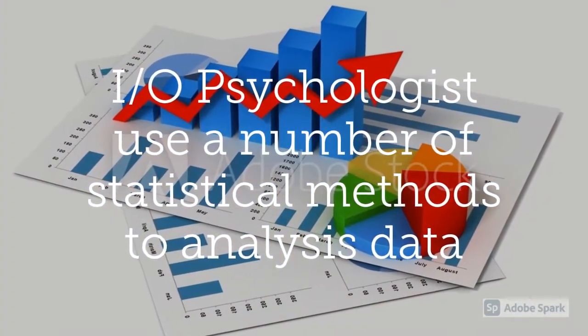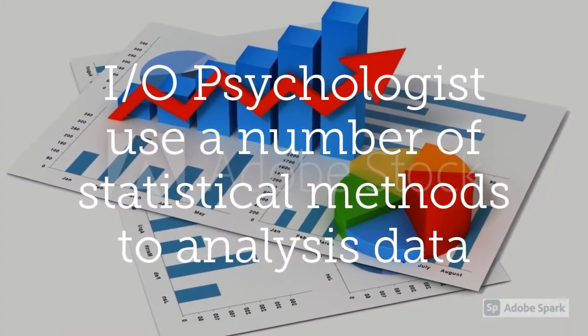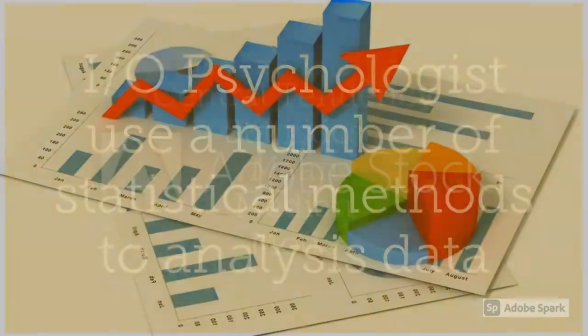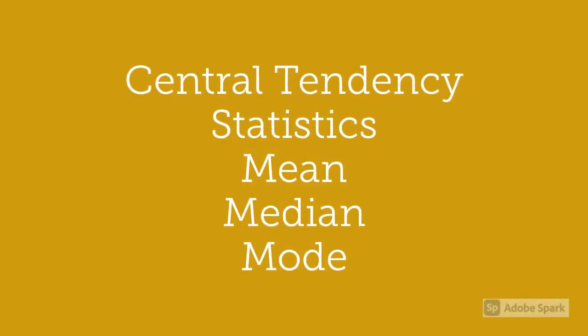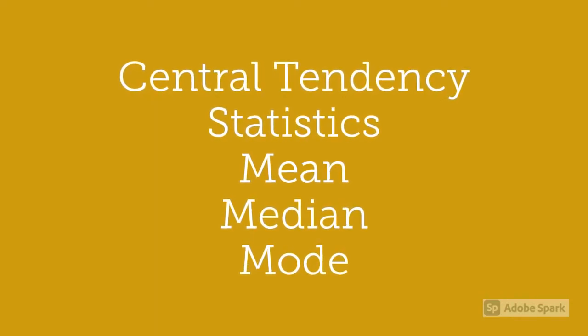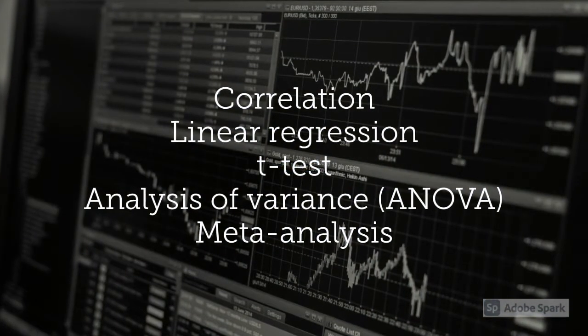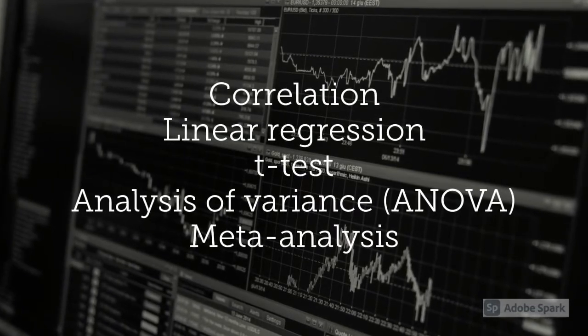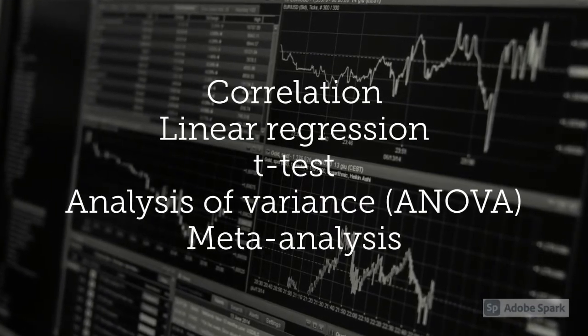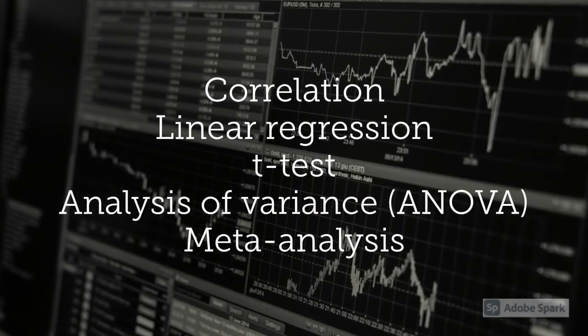IO psychologists use a number of statistical methods to analyze data. This includes central tendency statistics: the mean, the median, and the mode. Correlation, linear regression, t-tests, analysis of variance, ANOVA, and meta-analysis.